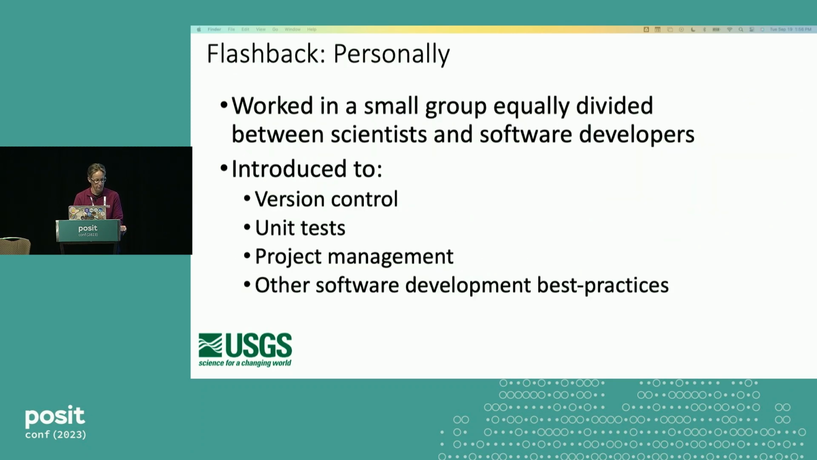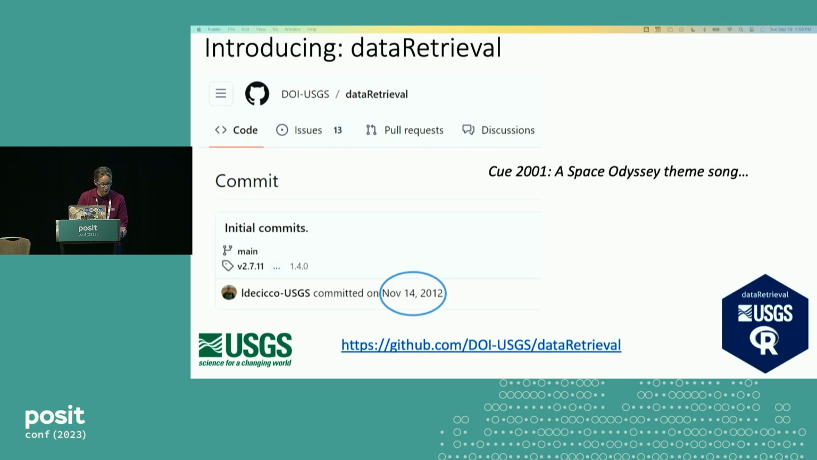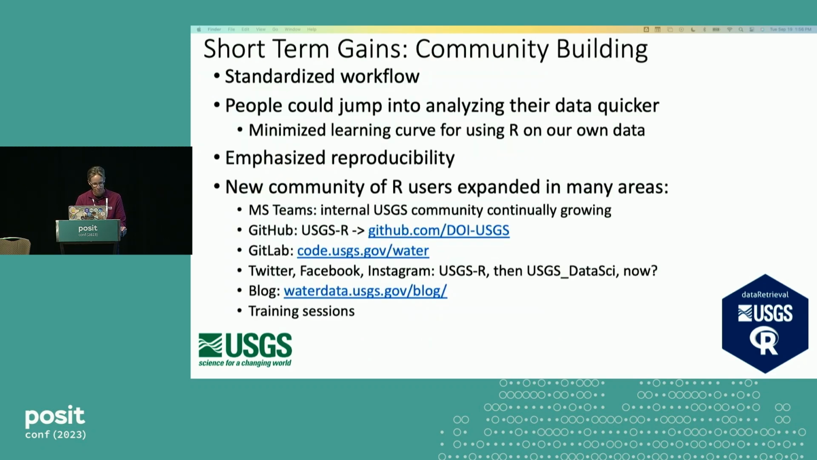I'd been hired into a smaller group within the USGS that had a great mix of scientists and software developers. This meant that from the very beginning of my R development, I was being taught about version control, unit testing, project management, and other software development best practices. And so on one fateful day in November 2012, I pushed up a set of code to GitHub. There were some hurdles we had to jump through to work in the open, but I've been lucky to have had extremely supportive supervisors who advocate for open source development.